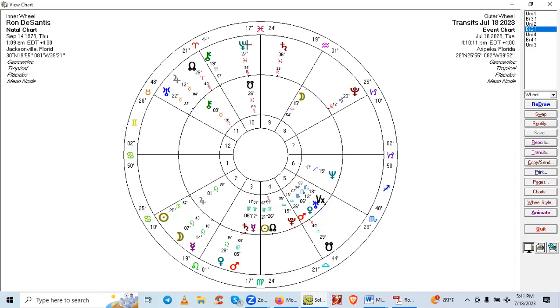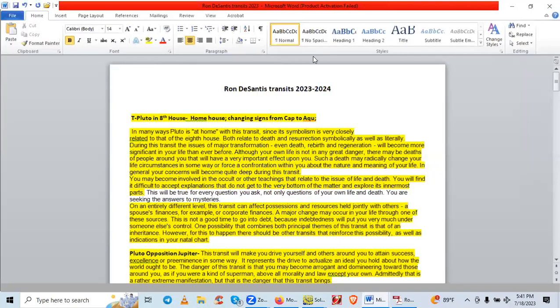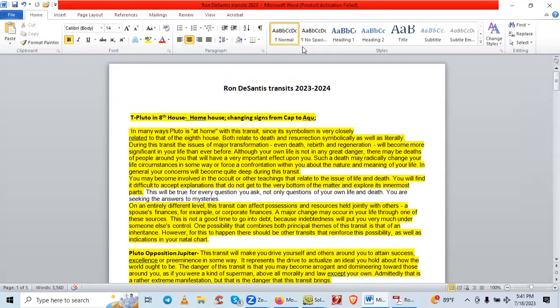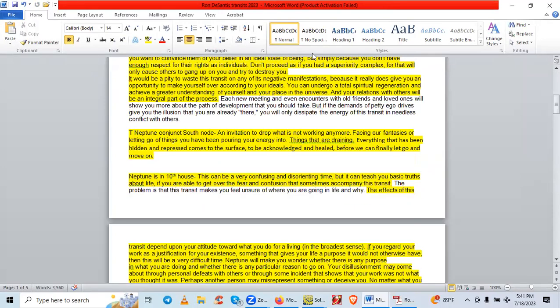Oh, now this is interesting. Neptune in the 10th house, and it's going over his south node right now. That to me is pretty debilitating. Do I have that in here for you? Let me see, I have several things here. Yes, I do. All right, go here, new share.